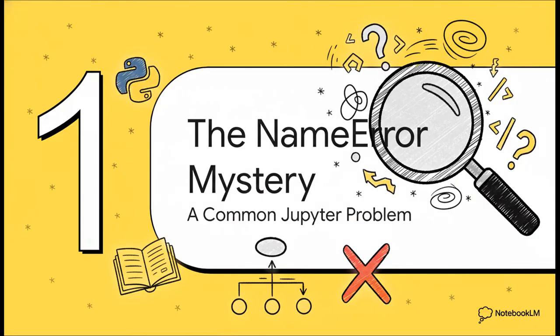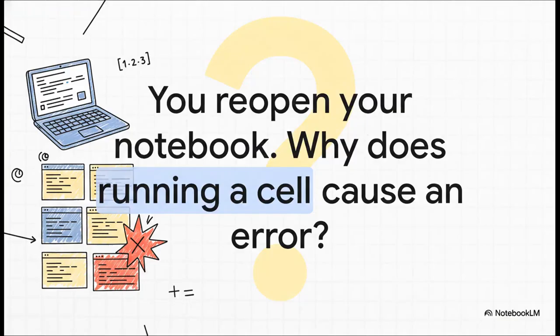First up, let's dive into this very common problem, the mysterious name error. Okay, so you know the feeling, right? You open up a notebook you were just working on. All your code is there, it looks perfect. You can even see the old output sitting right there below the cells. Everything looks ready to go.